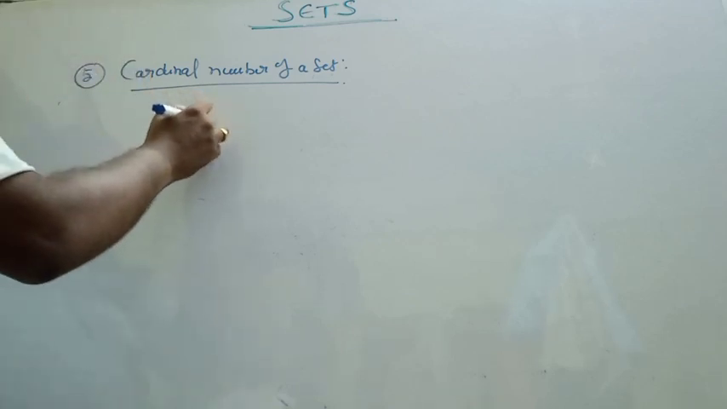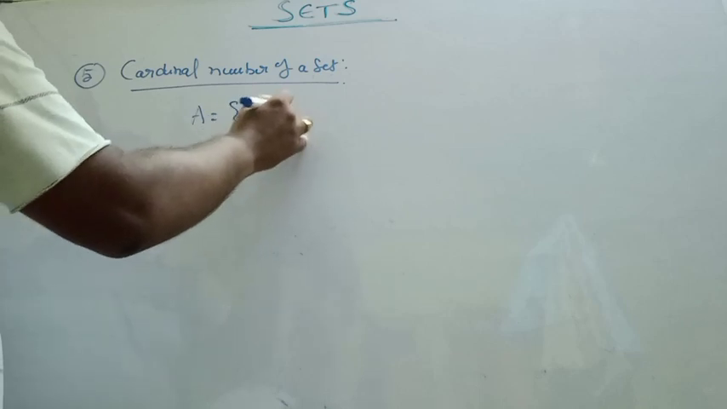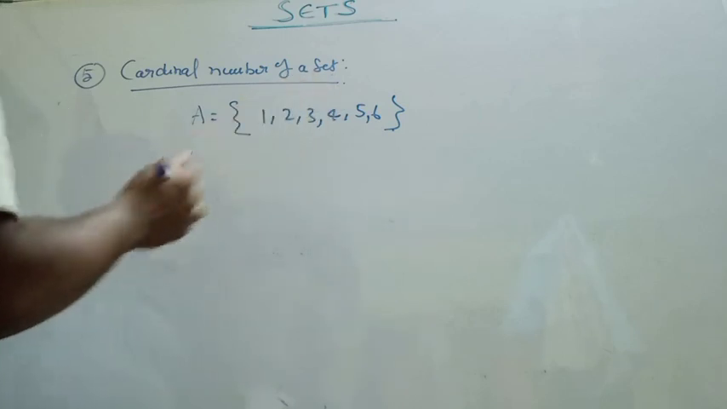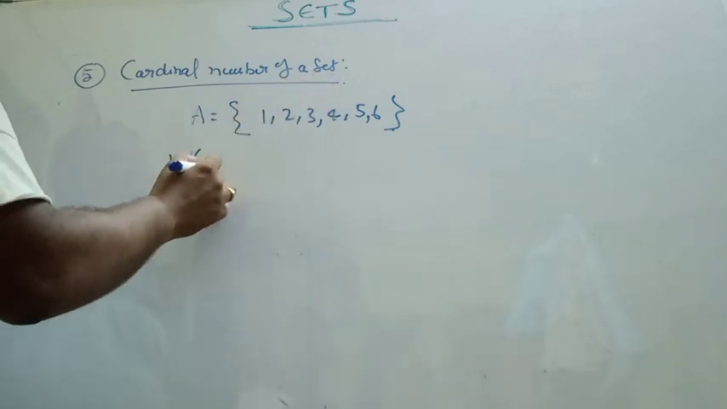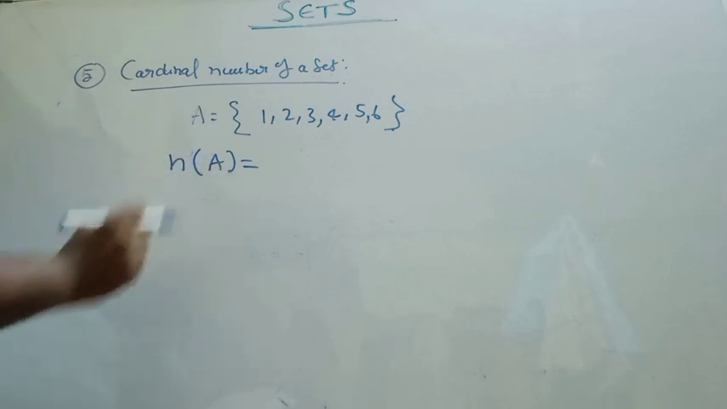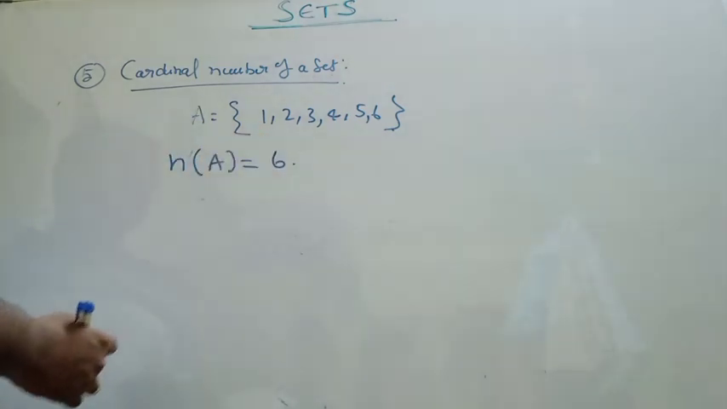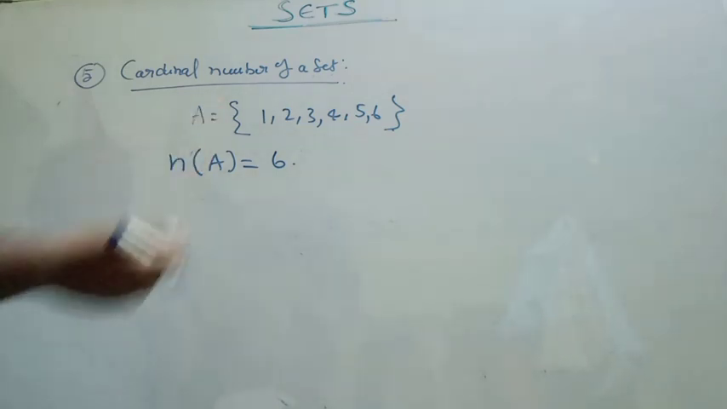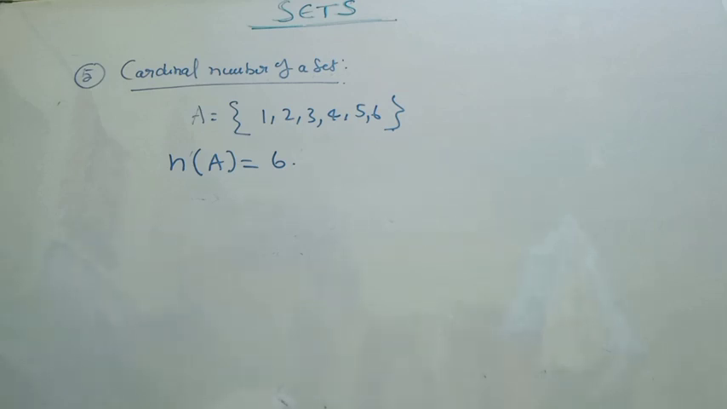For example, you see, my dear students, I have here A equal to 1, 2, 3, 4, 5, 6. This is one set. Now, it is denoted by n(A). n(A) means the number of elements present in set A. This is nothing but 6, right? That is the meaning of the cardinal number of a set: the number of elements present in that set.